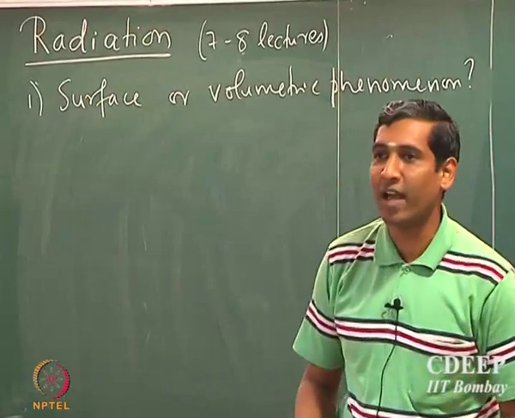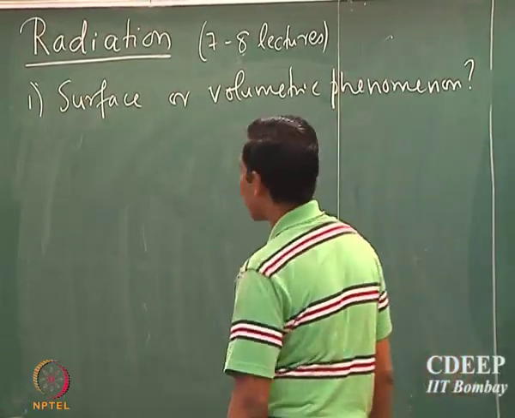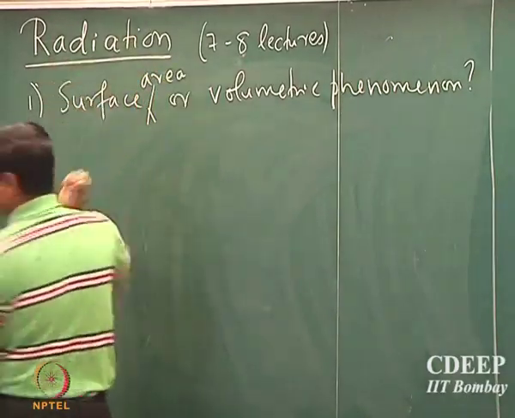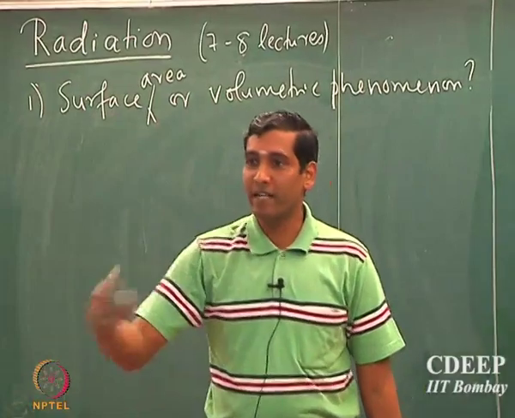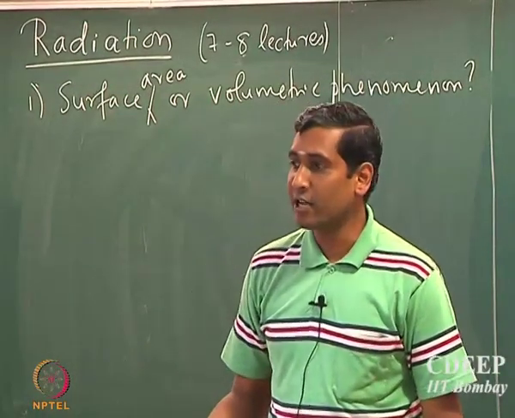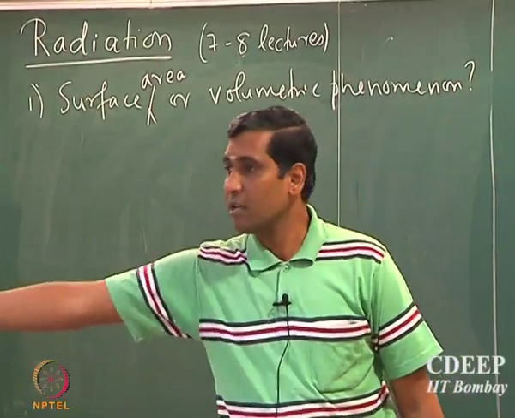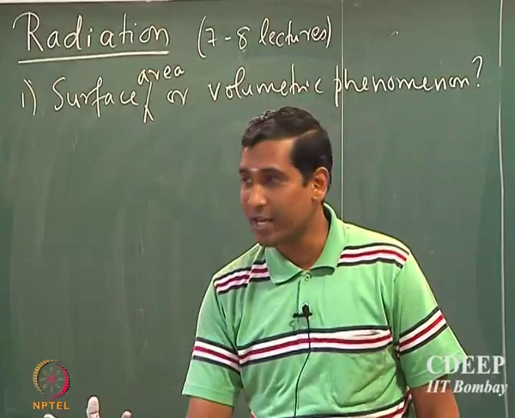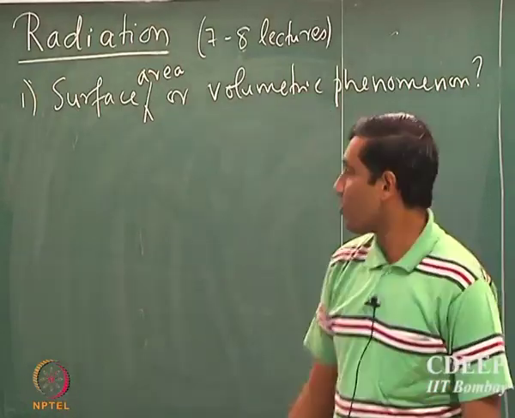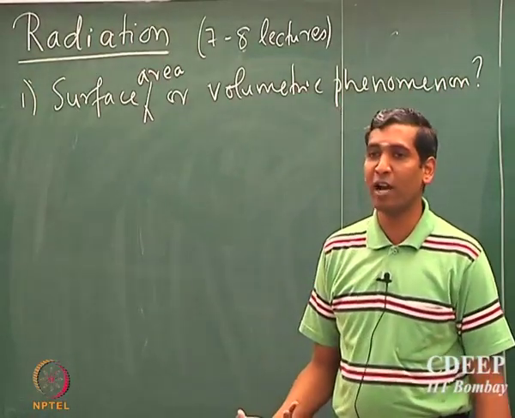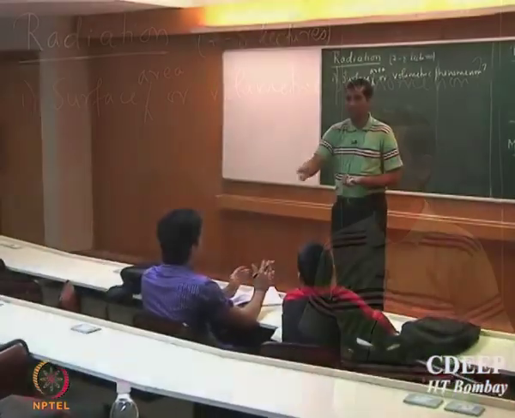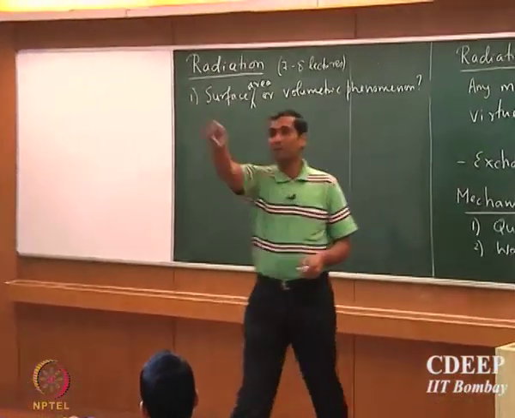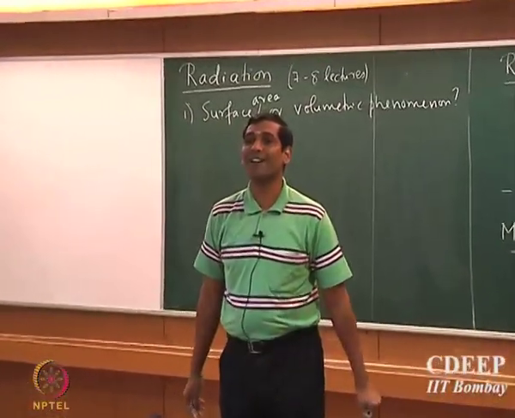So the first question we need to answer is: is it a surface area or a volumetric phenomenon? Remember, when we discussed conduction, we said that the thermal diffusion occurs across the cross section, while the capacity to store heat is a volumetric process. So what about radiation? Is it a surface area or a volumetric process? He says that radiation can occur only from surfaces, and so it's a surface area process. What's your thought? You said it's a volume process.